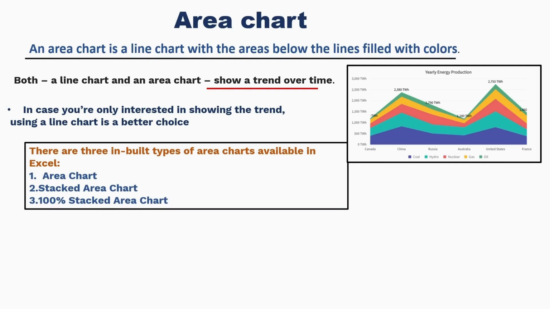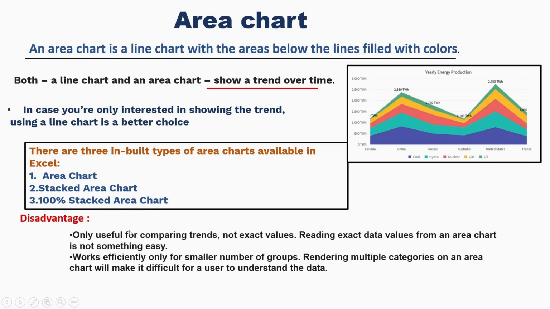There are three types of area charts: simple area charts, stacked area charts, and 100% stacked area charts. The disadvantage of area charts is that they are useful for showing trends, not exact values. To read an exact value from an area chart is a bit difficult. In that case, use different charts. It also works efficiently only for a smaller number of groups. When it comes to multiple categories, it doesn't work efficiently. In that case, the recommendation is to use different charts.